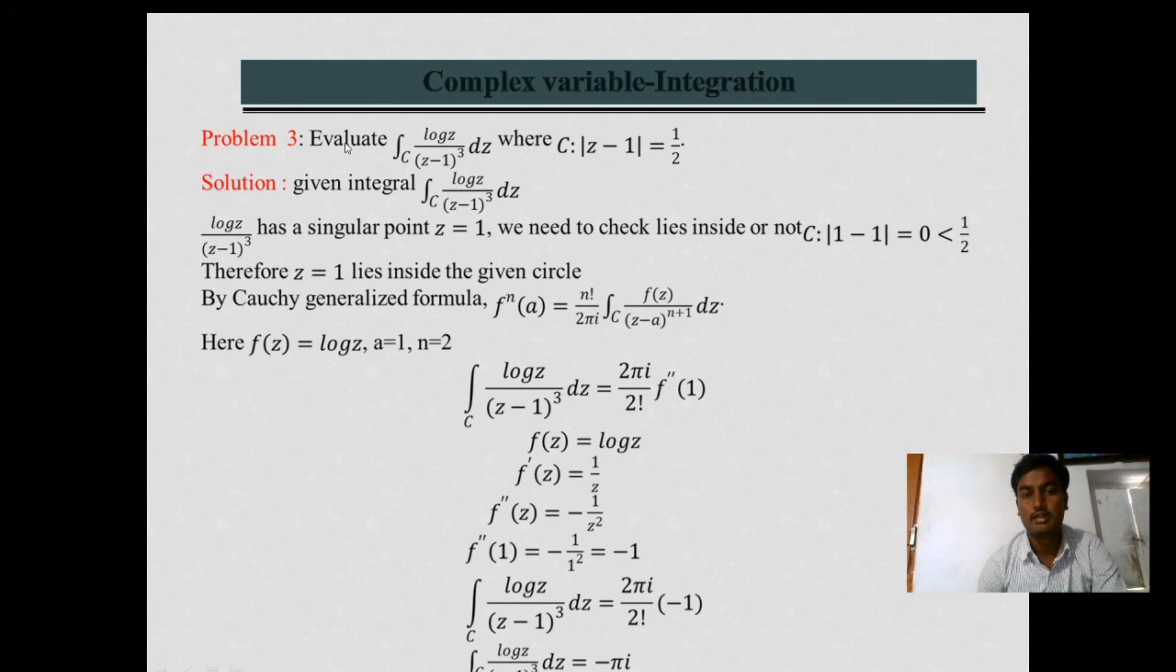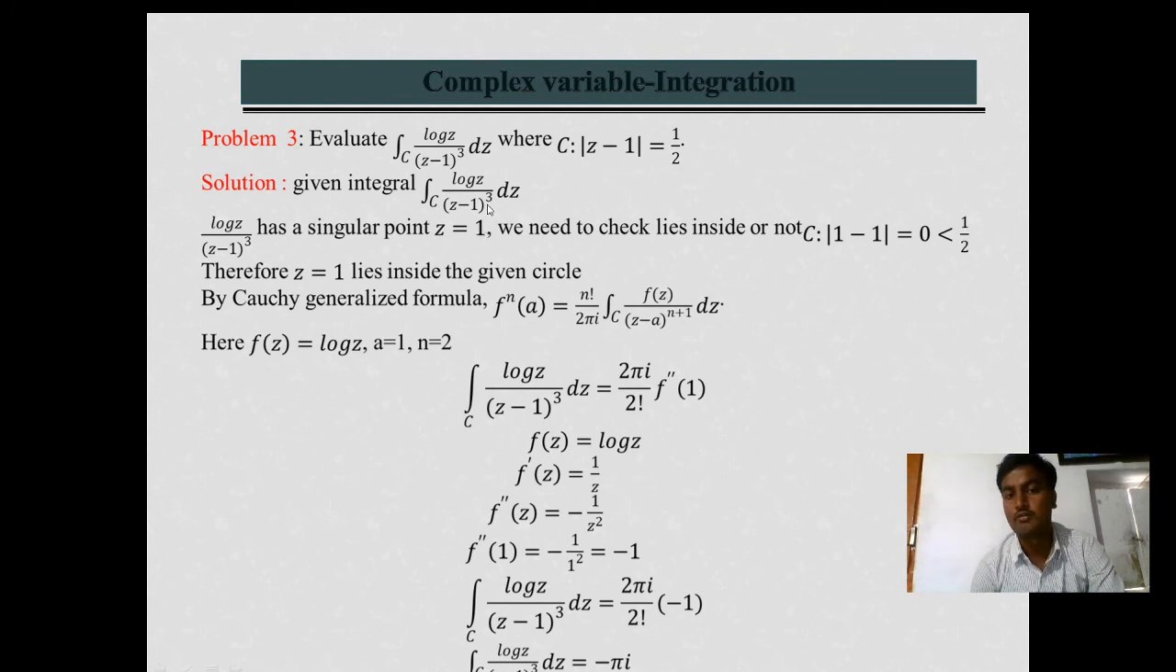See, next one. You have to evaluate integral over c of log z by (z minus 1) whole power 3 dz, where c is mod (z minus 1) equal to 1 by 2. So this is a circle with center (1, 0) and radius 1 by 2. So this is your function, and you have a singular point z equal to 1. At z equal to 1, this function is not defined. When z equal to 1, it is infinity. So therefore it is not defined at z equal to 1.